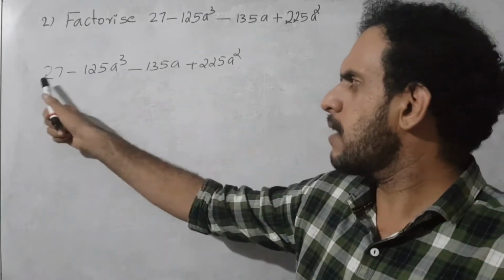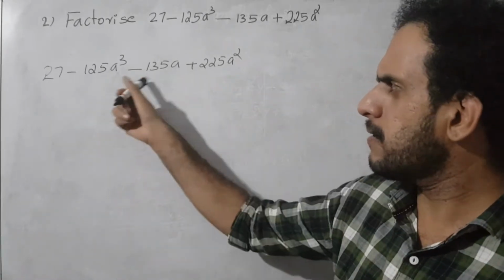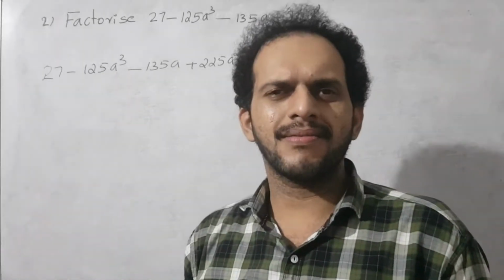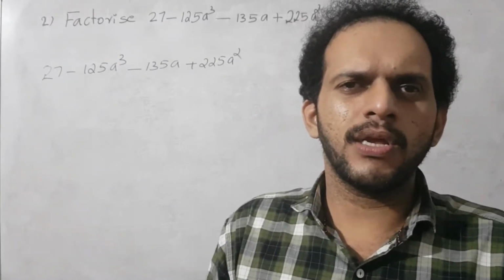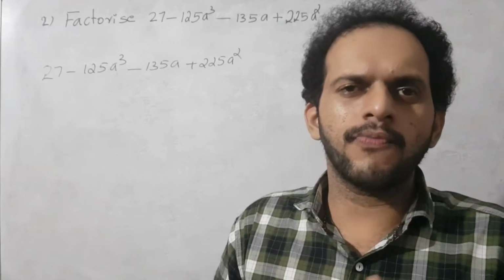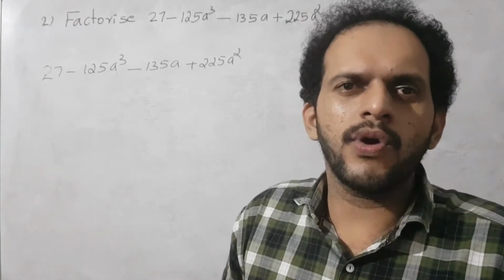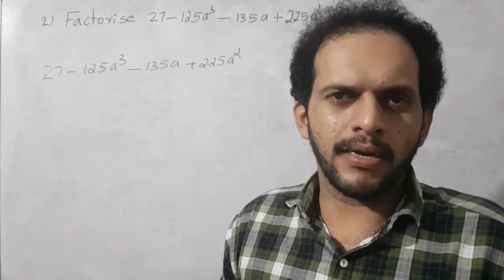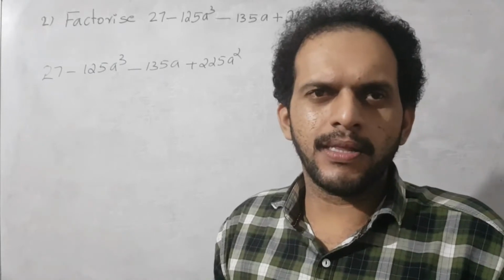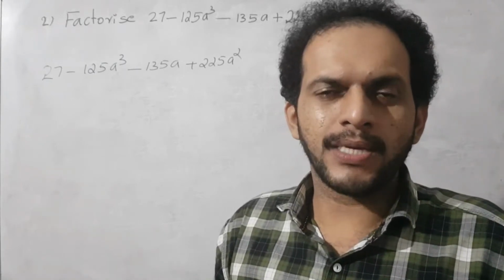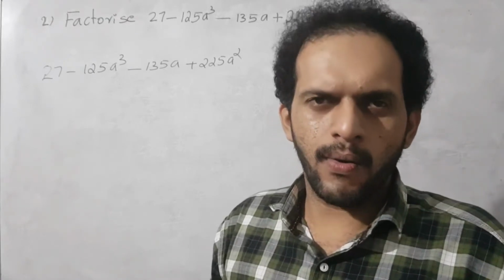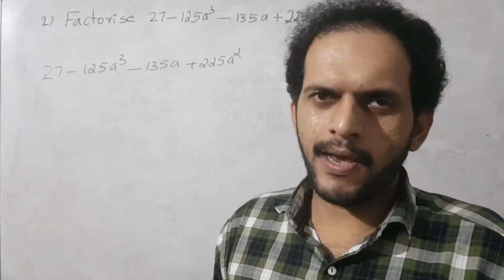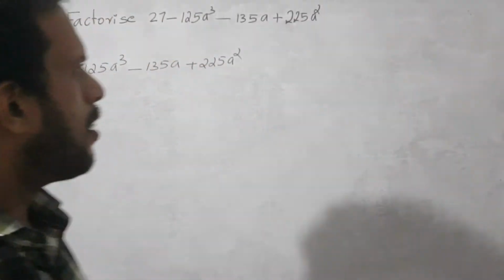Here the first and last ones are plus, the middle terms are minus. It's a combination of plus and minus, correct? So it's a combination of plus and minus, which means we need to convert it in the form of the seventh identity. What is the seventh identity? That is (a minus b) whole cube, or (x minus y) whole cube. Okay, so how to write?